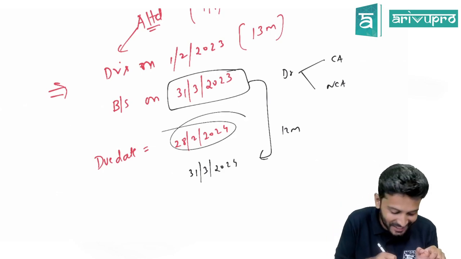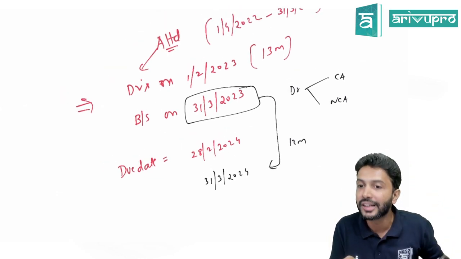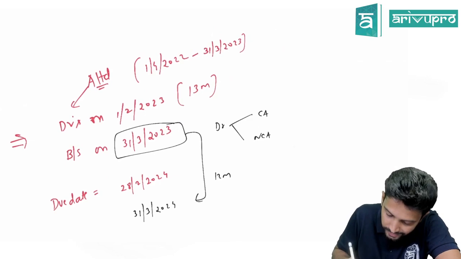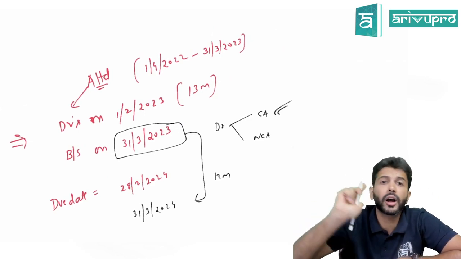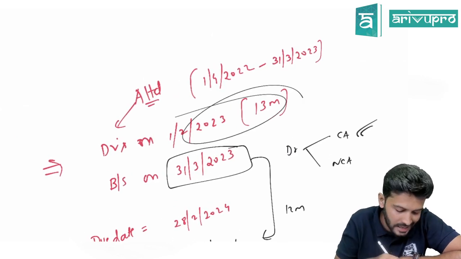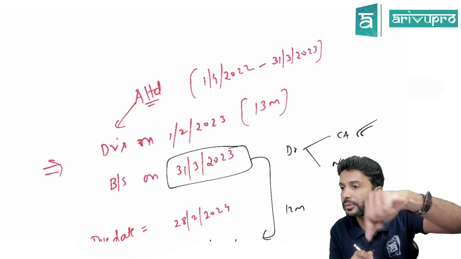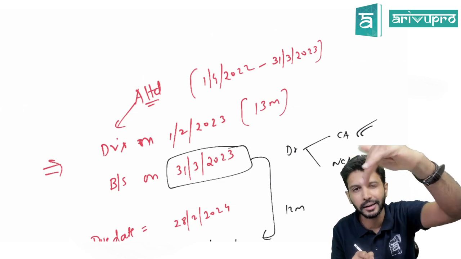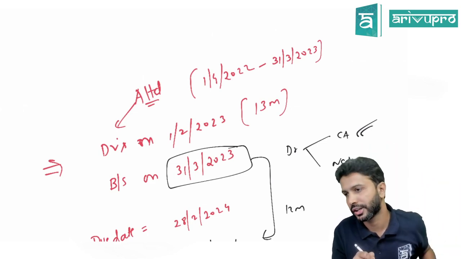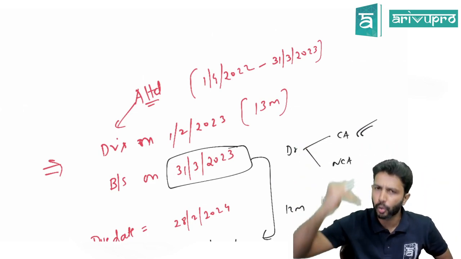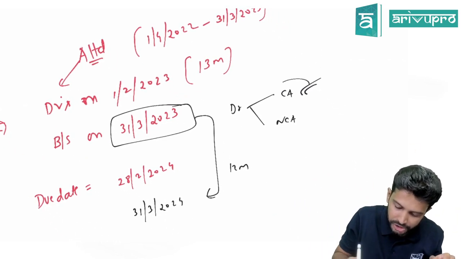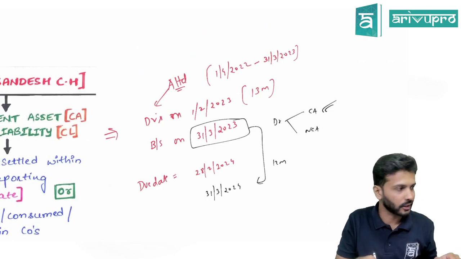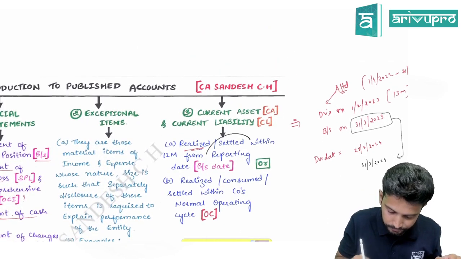So are you realizing the money before 31st March? Yes, that means this debtor will be classified as a current asset. Don't count 12 months from the date of transaction. Count 12 months from the date of reporting. Reporting means our balance sheet. If debtor is paying within that, then when you prepare balance sheet, this will be classified as a current asset. That is the first parameter.